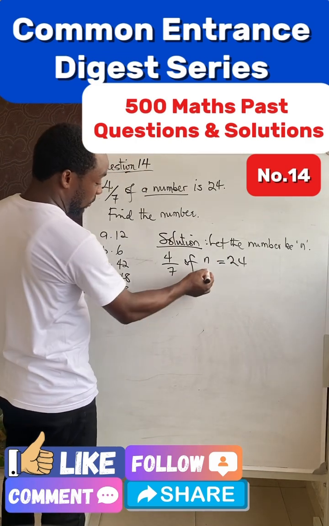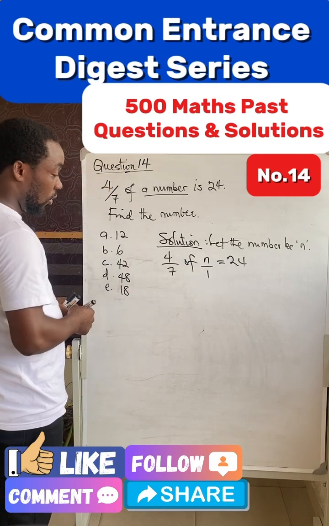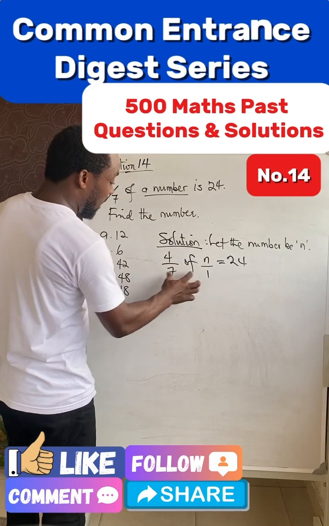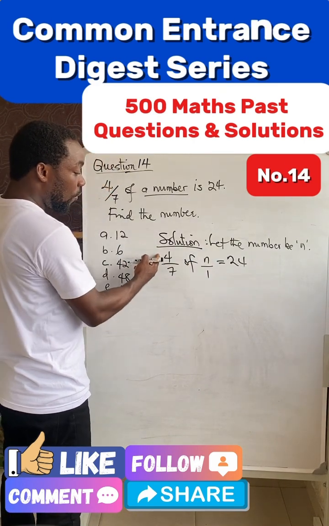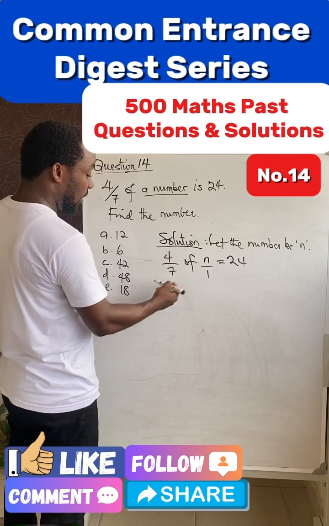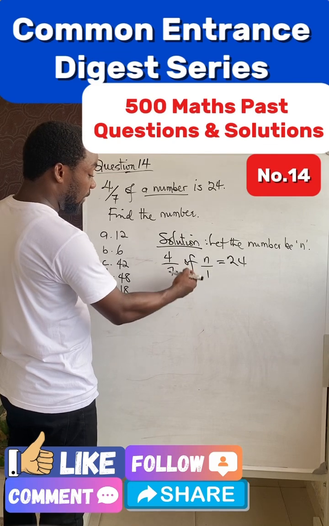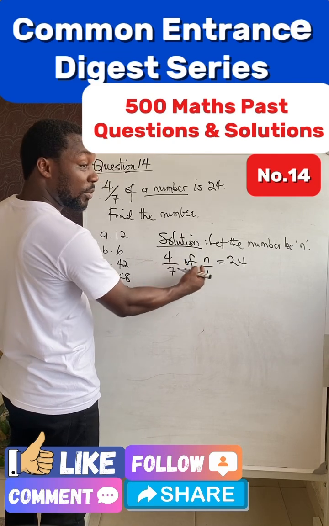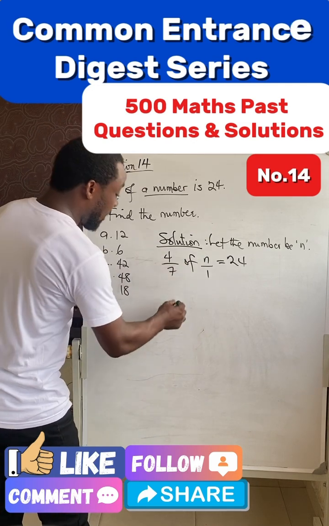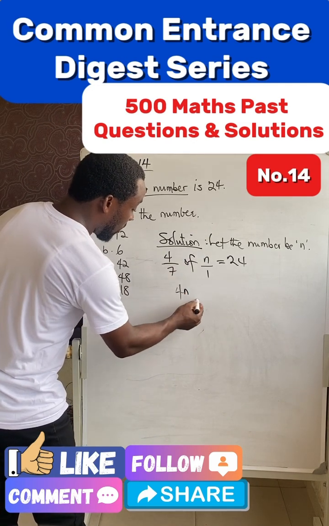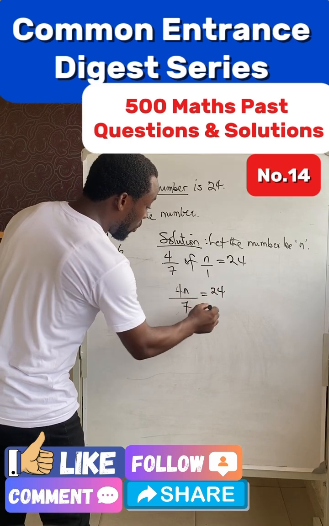Then what is "of"? Remember, you can convert this to a fraction by dividing it by 1. And so this is multiplication of fractions. We deal with this first. 4/7 of N. So how do we deal with this? 4 times N, there is no common factor to divide through. So we simply multiply the numerator by the numerator and the denominator by the denominator. So 4 times N will give us 4N, all over 7 times 1, 7, is equal to 24.